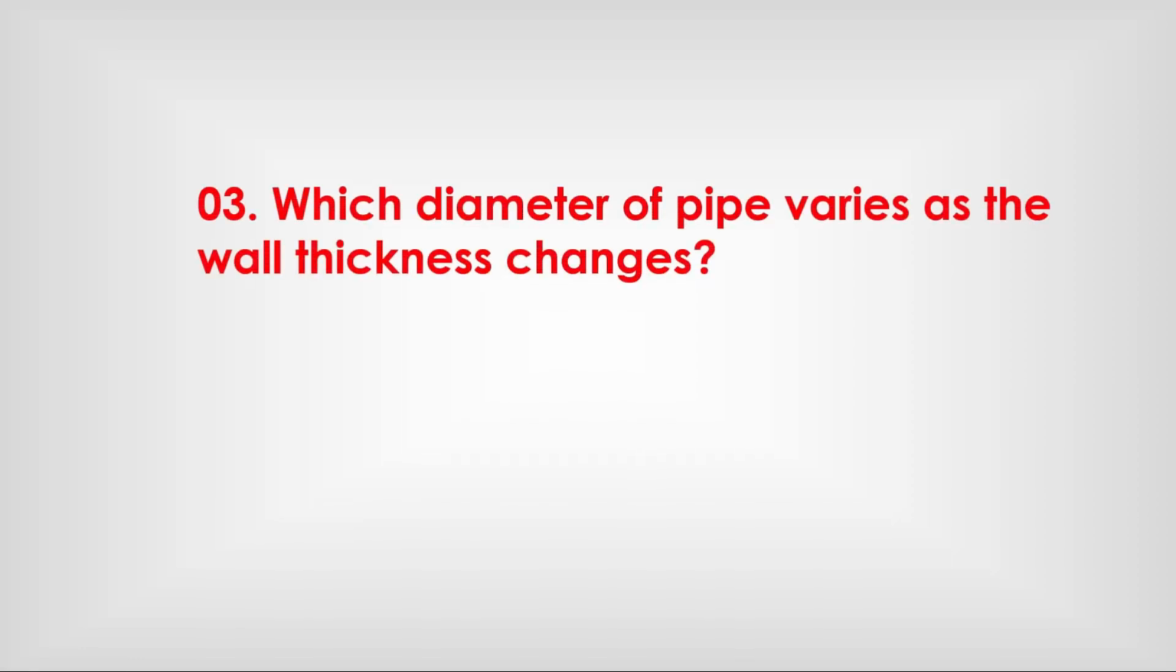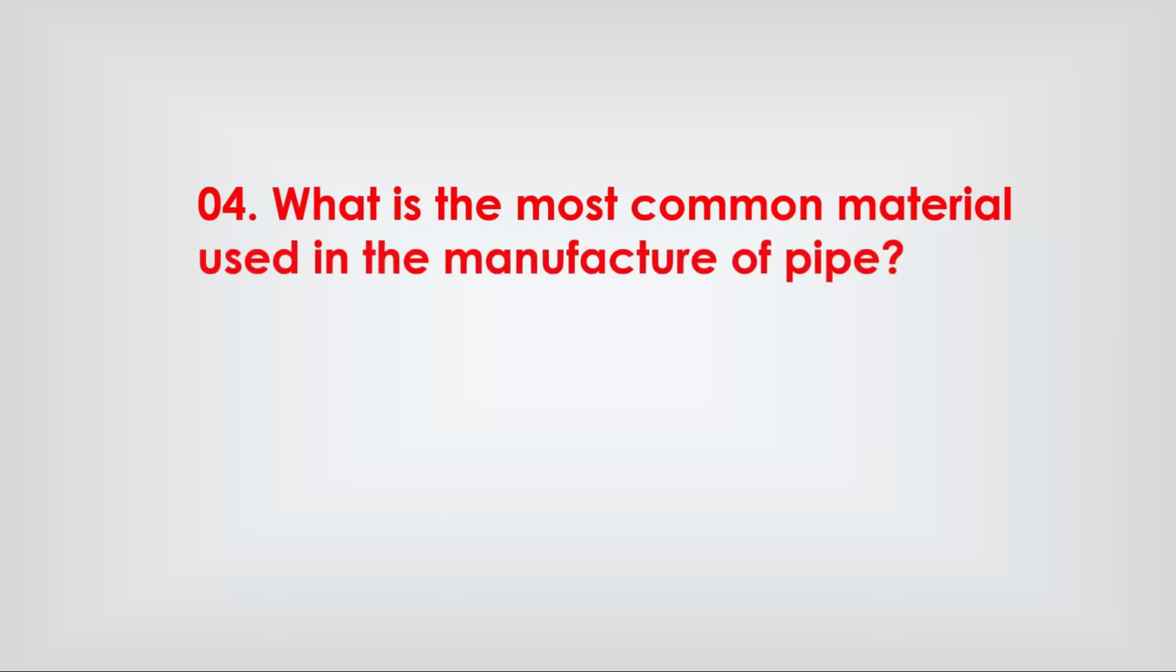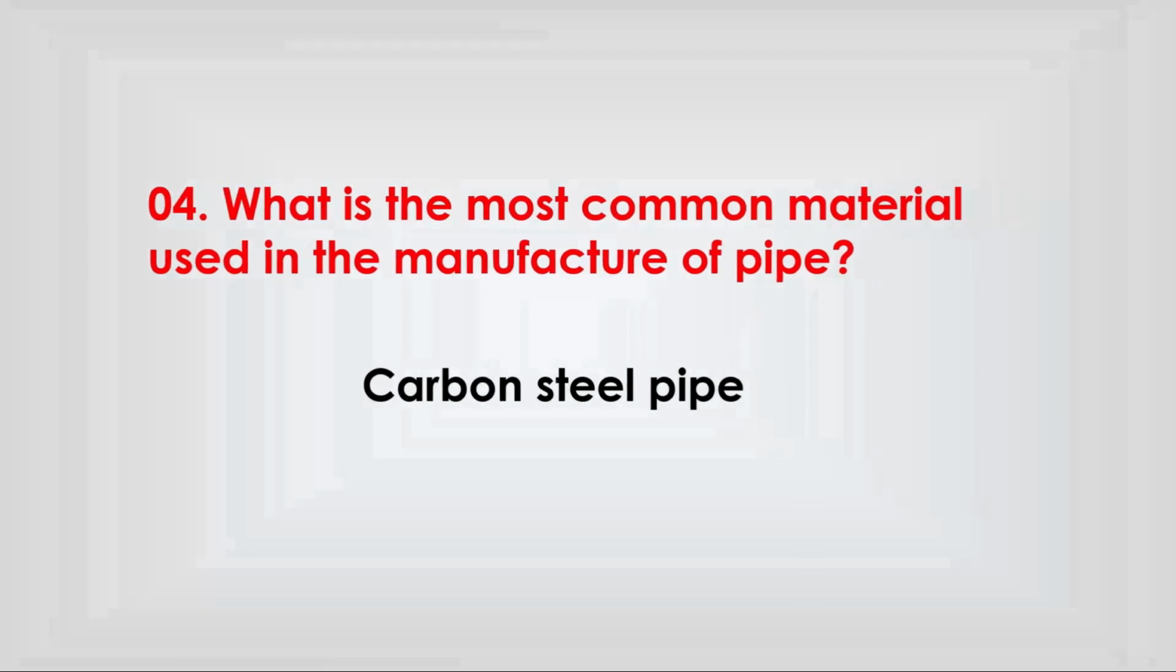Which diameter of pipe varies as the wall thickness changes? 12-inch and smaller. What is the most common material used in the manufacture of pipe? Carbon steel pipe.